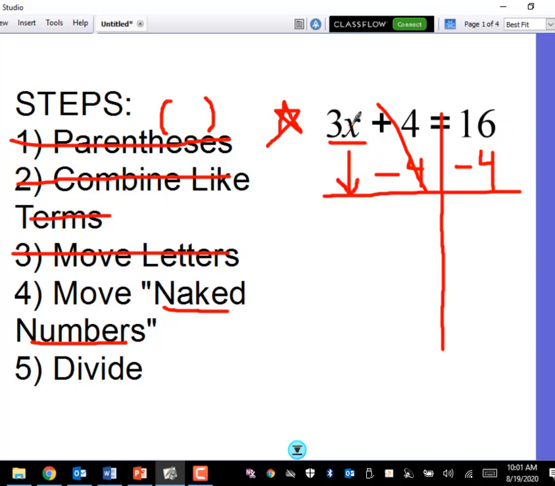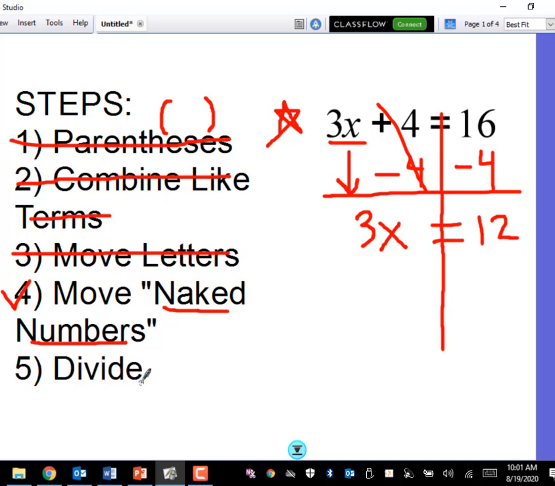So when I do that, my 3x is still on this side. Nothing happened to 3x, so I'm going to leave that there. And on this side, I'm actually going to do 16 minus 4. Now you can do that in your head or you can do it in the calculator. 16 minus 4 is 12. So check, I did move naked numbers.